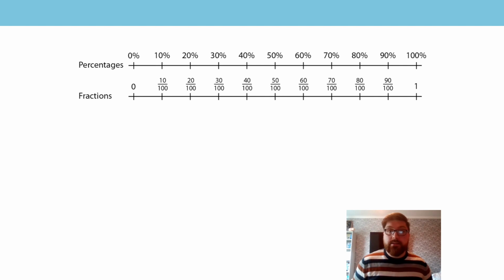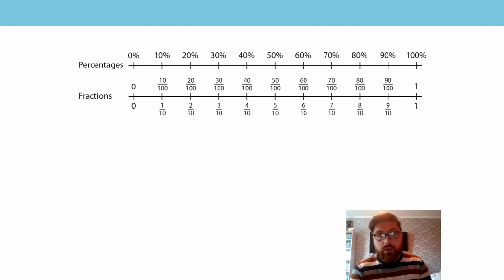Remember these number lines? We can see that the percentages are equal to fractions which have a denominator of 100. But we also know, if you remember, that we can find equivalent fractions here by scaling numerator and denominator down by 10. Okay, so I can scale the numerator down by 10. I can divide that by 10 to get 1. Okay, and the same with the denominator. I can scale that down by 10 to get 10. Okay, so we can have these equivalent fractions.